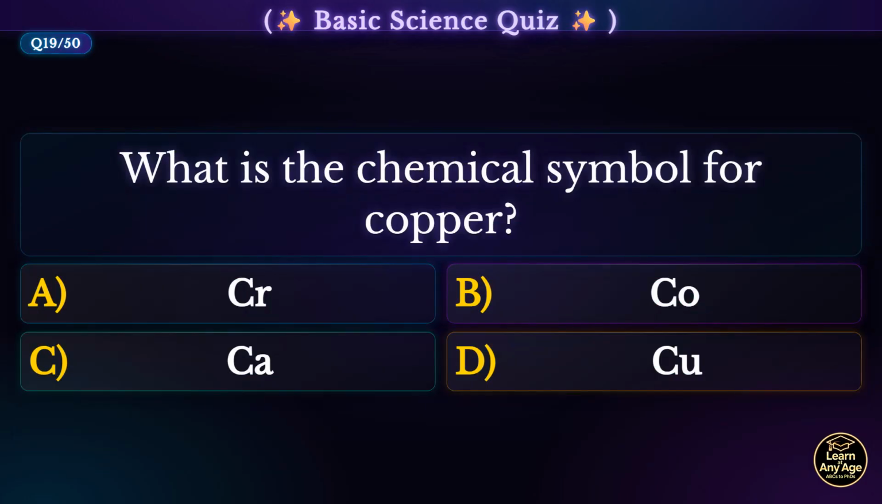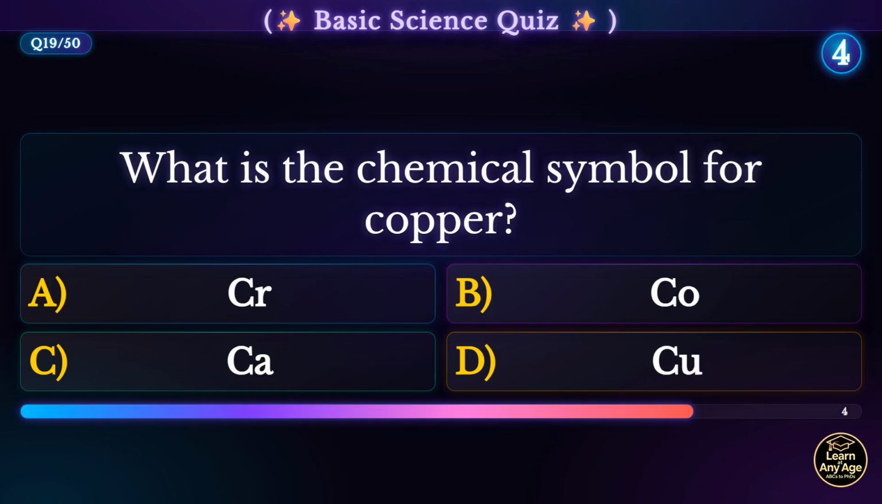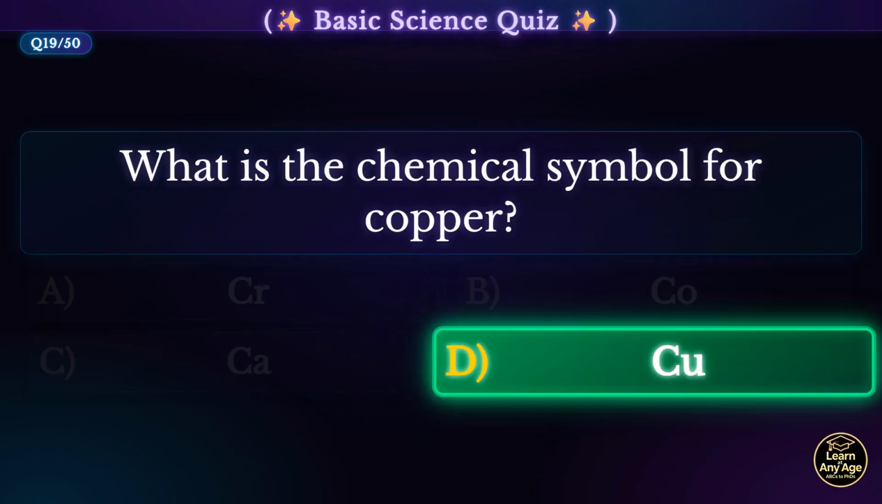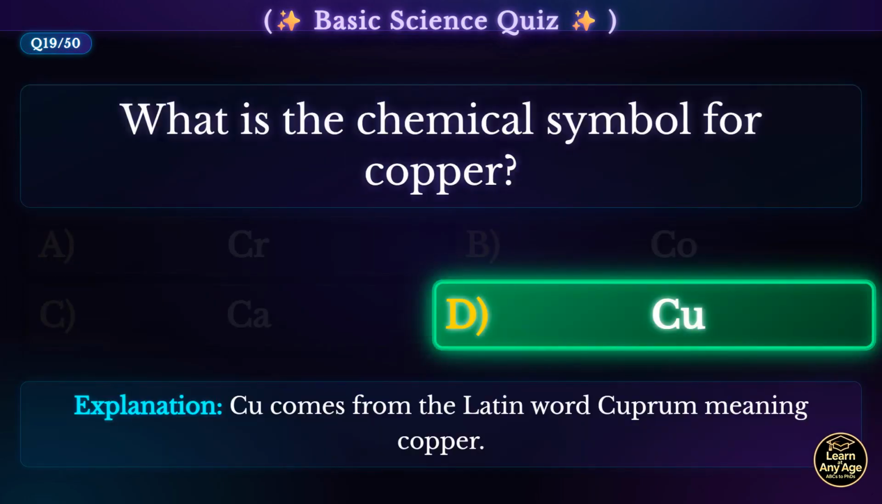What is the chemical symbol for copper? Cr, Co, Ca, Cu. Cu. Cu comes from the Latin word cuprum meaning copper.